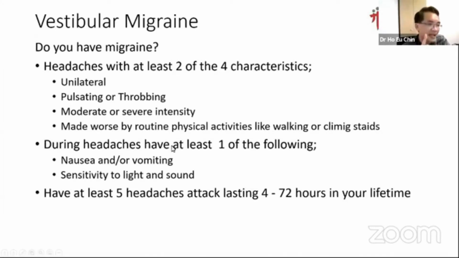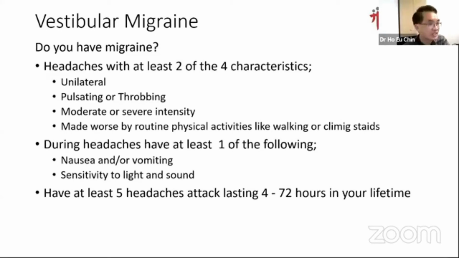And you have to have had at least 5 of these headache attacks in your lifetime, each attack lasting at least 4 hours, up to 72 hours. The headache itself need not be 4 hours. Let's say you have a headache for 2 hours and it's so severe you have to go and sleep, and you sleep for 6 hours. The total duration is considered 8 hours, because 2 plus 6, the hours of sleep to get over it. So if you meet these criteria, then you have migraine.